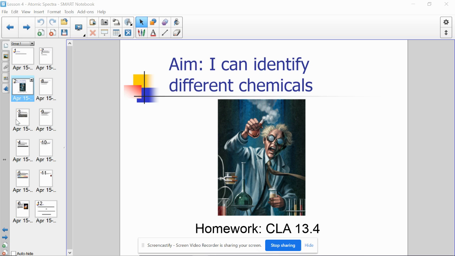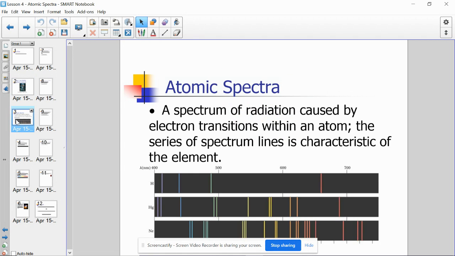Good morning, everyone. In today's lesson, we're going to be able to identify different chemicals by a photospec. So, what we're going to look at now is the different atomic spectra.